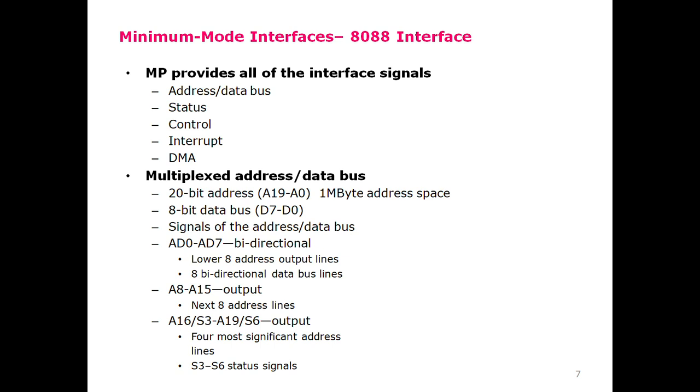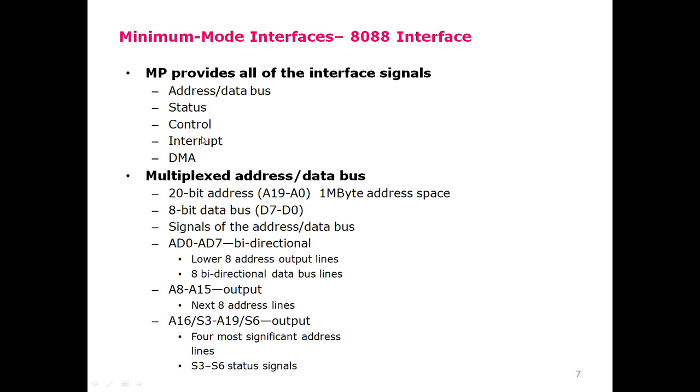Minimum mode interface of 8088 microprocessor. In the minimum mode, as I said, the control signals are generated by the microprocessor itself. So the microprocessor provides all of the interface signals in itself. The address and data bus signals are provided by the microprocessor. The status signals, for example S0 till S7, are provided by the microprocessor. Control signals, for example reading and writing control signals, are provided by the microprocessor itself.